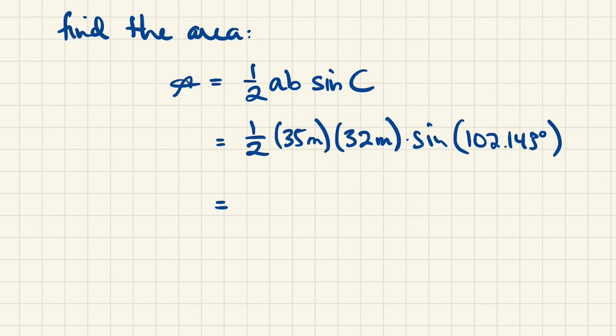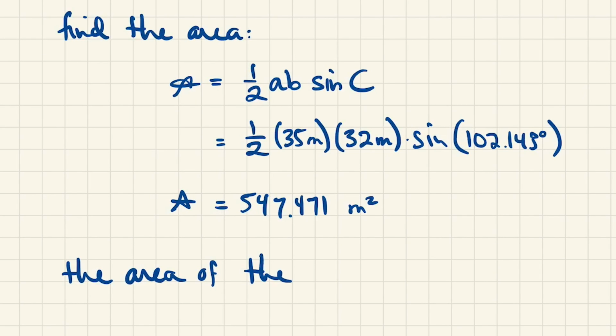So I get an area of 547.471 square meters. Now notice that the original given information had two significant figures, so we do need to round this to two significant figures. So that would be 550. So we'll say the area of the triangle is 550 square meters.